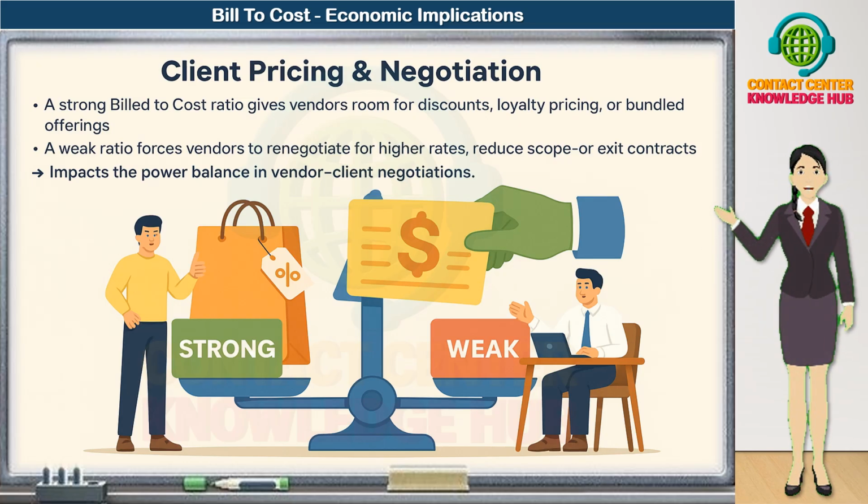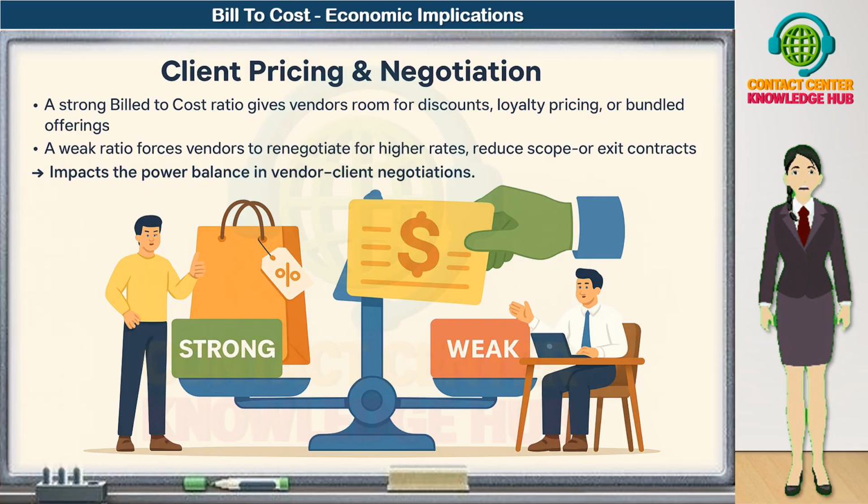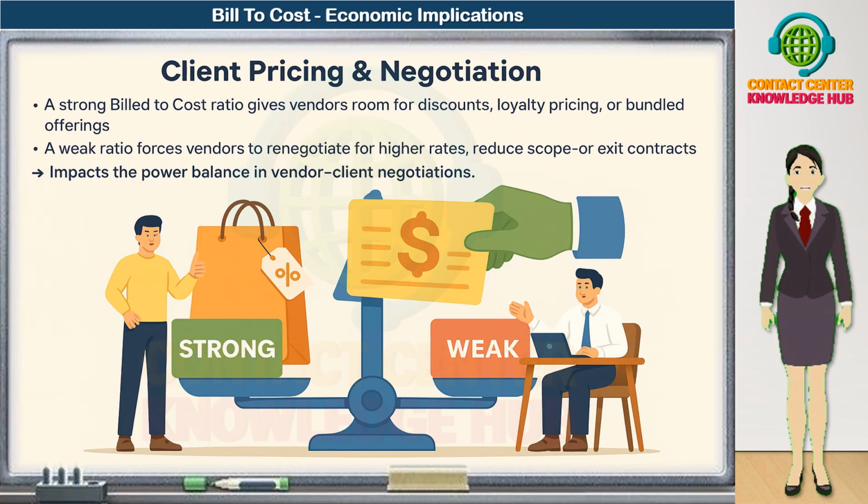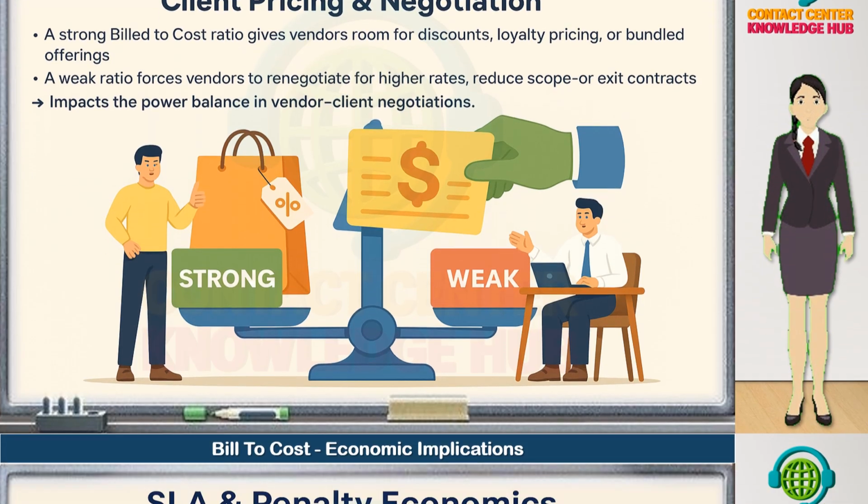This flexibility builds stronger client relationships and positions the vendor as a trusted, value-driven partner. However, when the ratio weakens, for example due to rising delivery costs or stagnant billing rates, the vendor loses pricing flexibility. In such cases, they may be forced to renegotiate for higher rates, reduce service scope, or, in extreme situations, exit unprofitable contracts altogether. Insight: the build-to-cost ratio directly affects the power balance in vendor-client negotiations, determining whether the relationship is built on strength and value, or pressure and compromise.